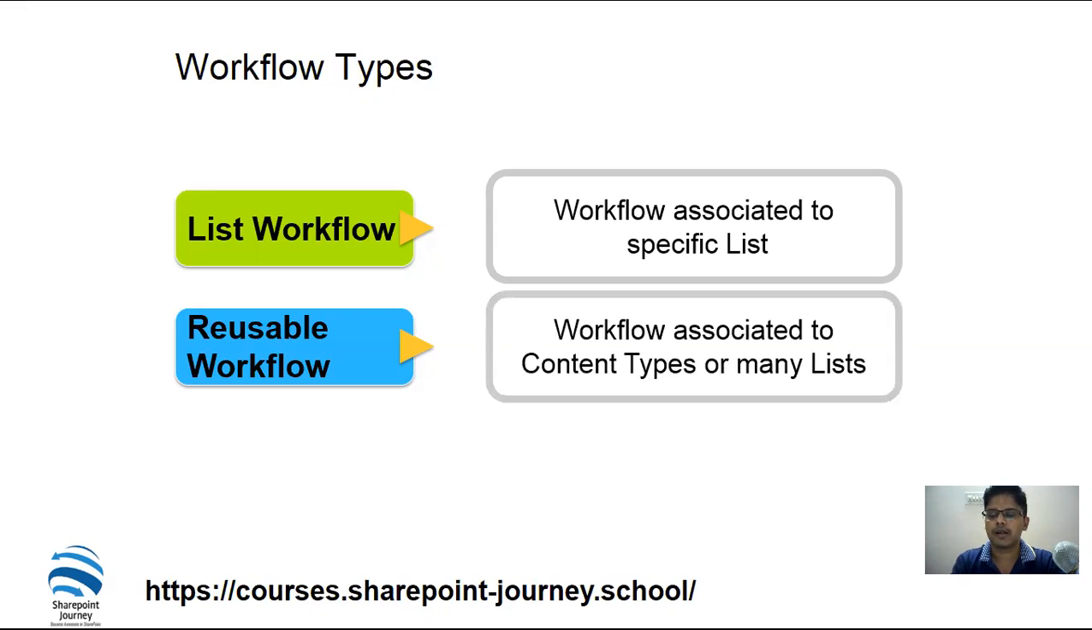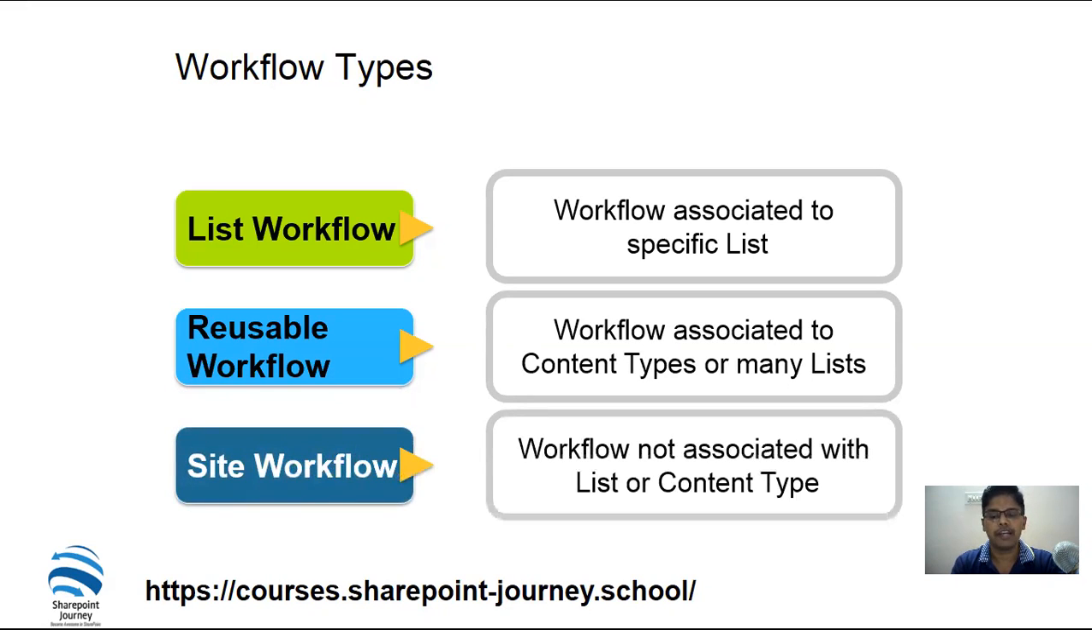But there are scenarios where you have to use site workflows as well. This will not be associated with a list or even with a content type. One scenario you can think of is, let's say I want to perform some action on all the announcements lists in different sites, different subsites. Then I'm going to create a site workflow. Or if I want to perform an action on multiple lists, then we will use the third option called site workflow. So these are all the types of workflows defined based on the association.